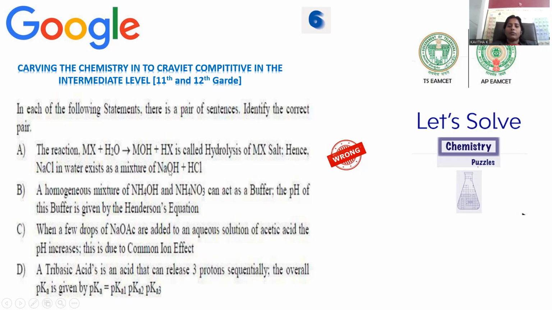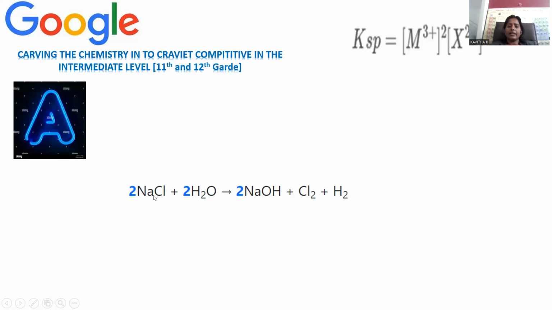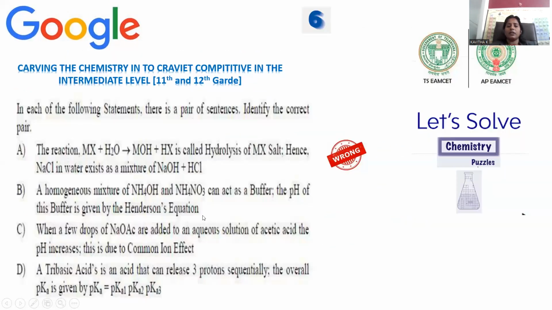Rather, NaOH, Cl2 and H2 will be formed. We will see. NaCl when added to water, we will get sodium hydroxide, chlorine and hydrogen gas. This is the possible reaction. So let me put a wrong mark over here. It is not the correct one. We have to get NaOH, Cl2 and H2O. Then only it will be correct.